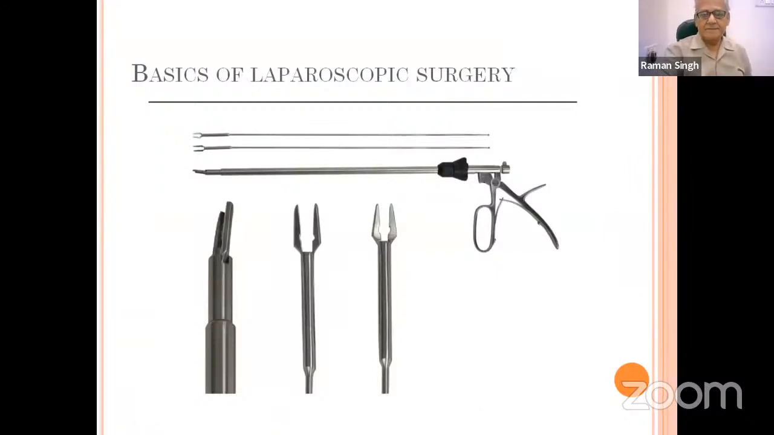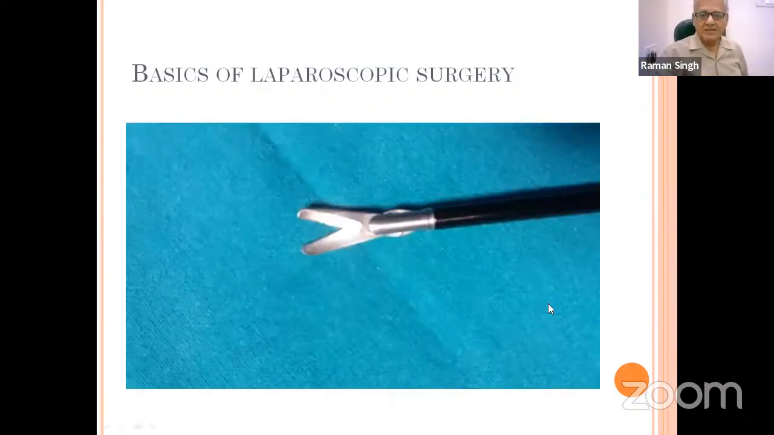After dissecting and skeletonizing the cystic duct and cystic artery, we apply clips. This is the clip applicator. These are the clips. Usually this is 300 clips, medium size, and this is large size, 500 clips. We put it in the cartridge like this, and the clip is attached over here. Then we introduce this clip and ligate the cystic duct and cystic artery. And we use scissors to cut after clipping the cystic duct and cystic artery.